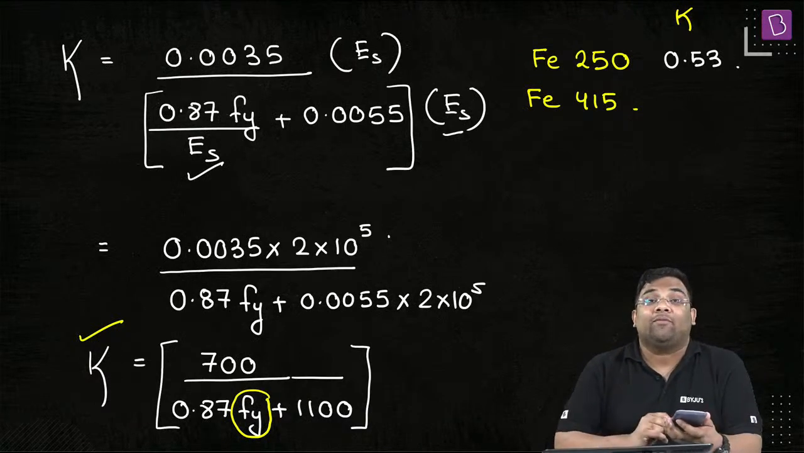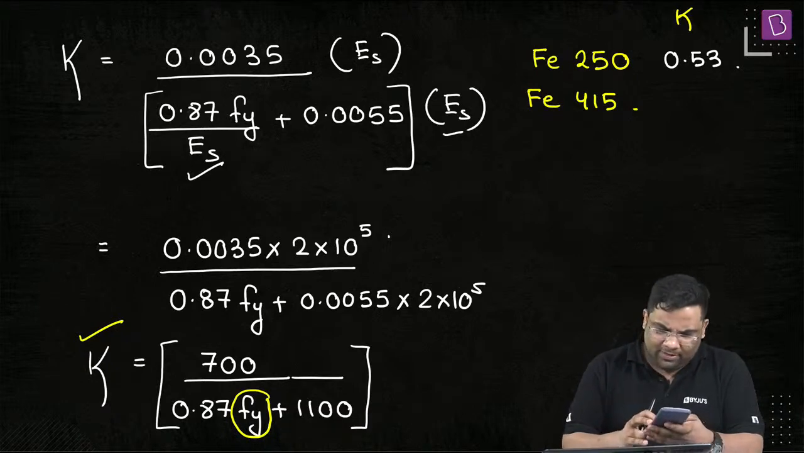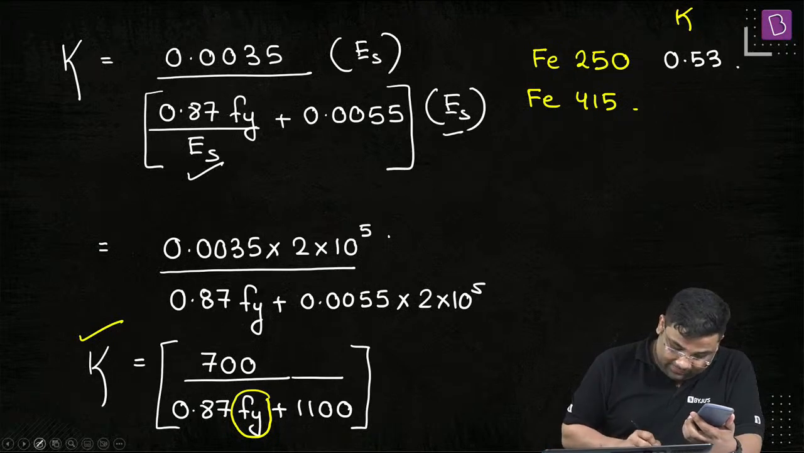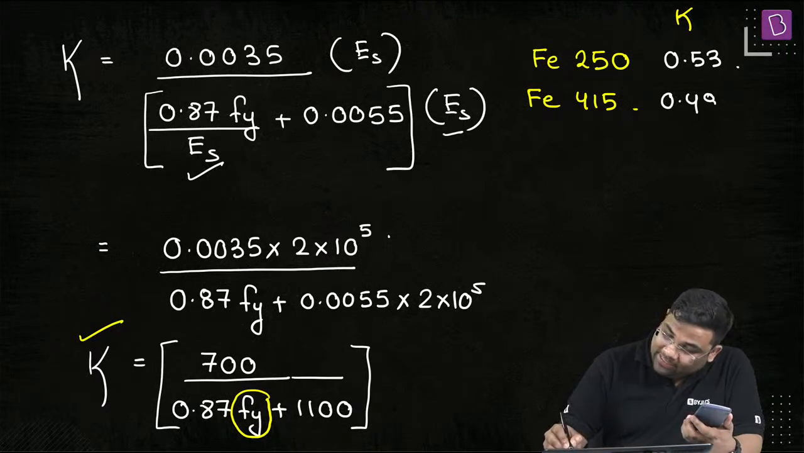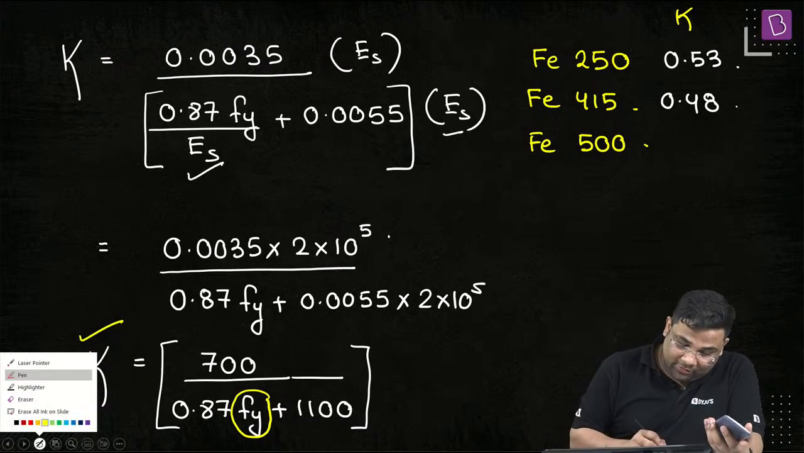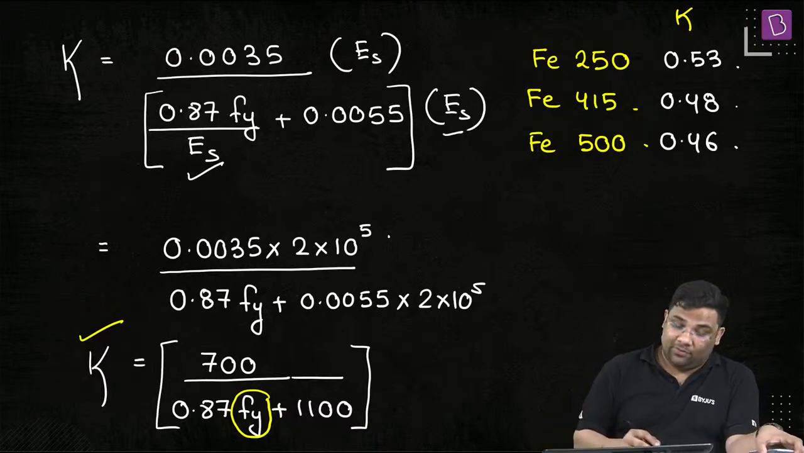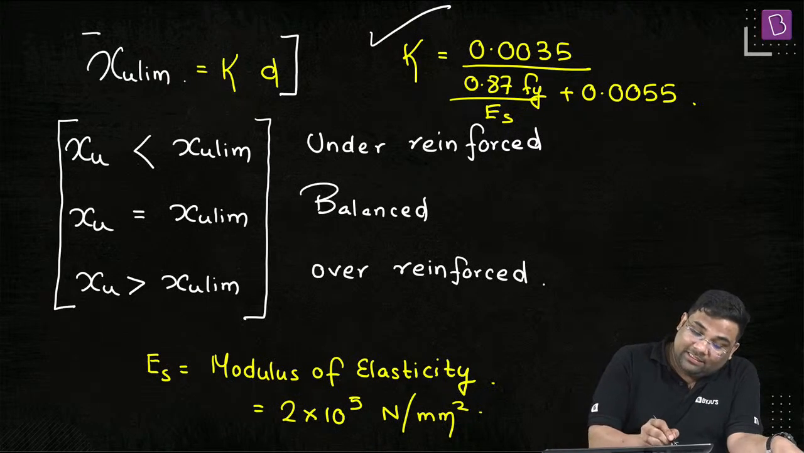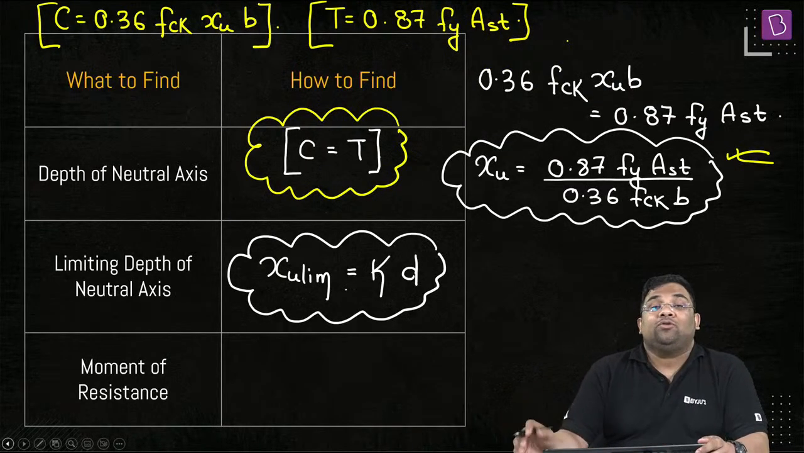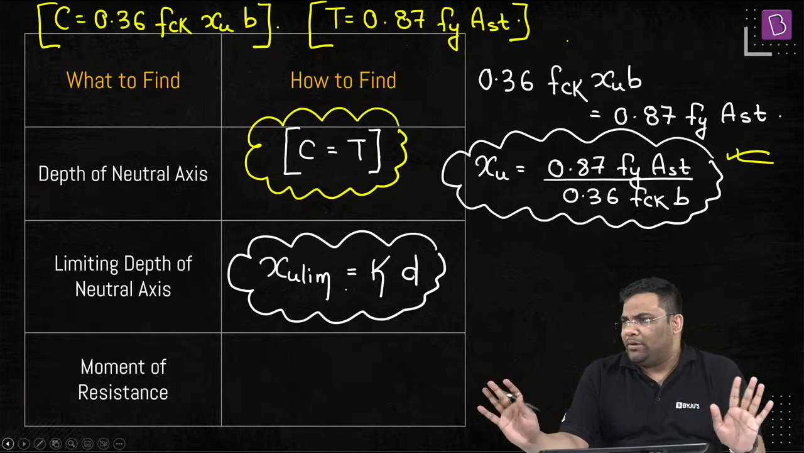And then for Fe 415, what will you do in place of fy? You'll put 415. So it becomes 0.87 into 415 plus 1100, and I divide this into 700. I'm getting a value of 0.48. And if I take Fe 500, I will get 0.46. Calculate, you can find out 0.46. So in this manner, you can find out your Xu limiting. First we understood how to find out Xu, very easy, C is equal to T. And then we understood how to find out Xu limiting, simply K into d.